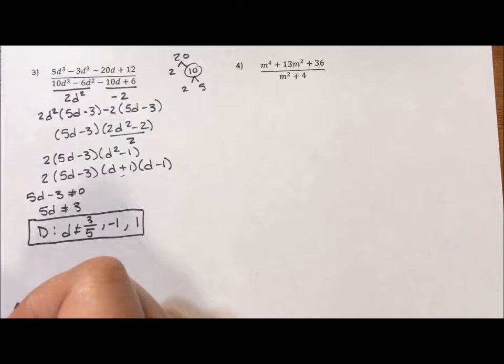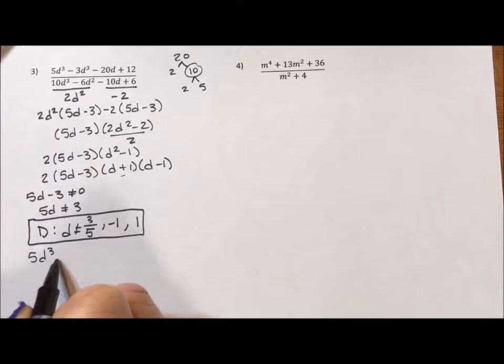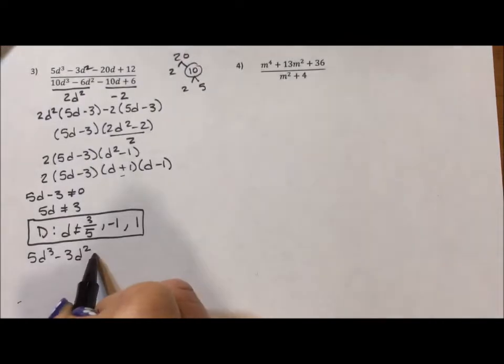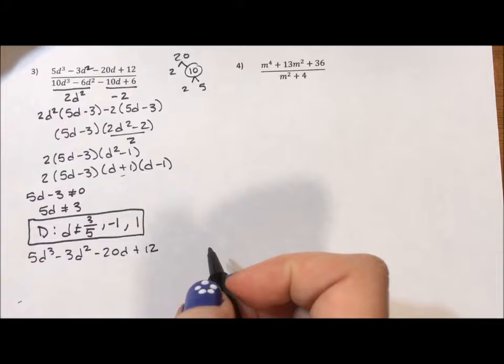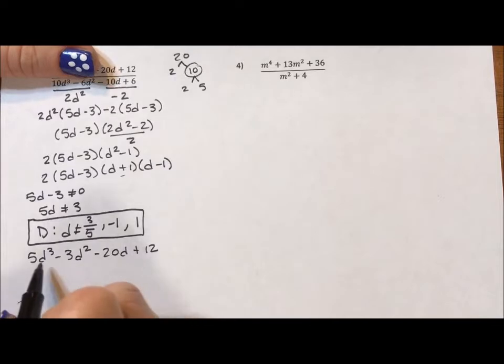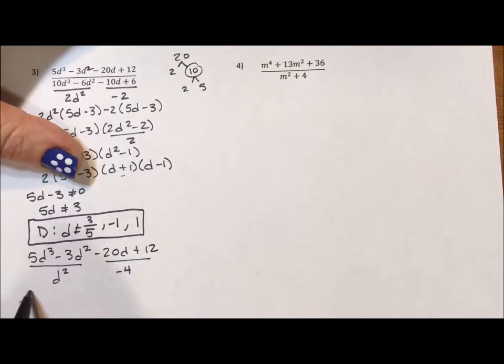Now that I have my domain and my denominator factored, I now focus on the numerator. My numerator is 5d cubed minus 3d, that should be a squared, minus 20d plus 12. If it were a cube, this actually wouldn't be factorable by any basic factoring methods. Okay, out of the first 2, I'll pull a d squared. Out of the second 2, I'll pull a negative 4. D squared times 5d minus 3 minus 4 times 5d minus 3. We have 5d minus 3 times d squared minus 4.